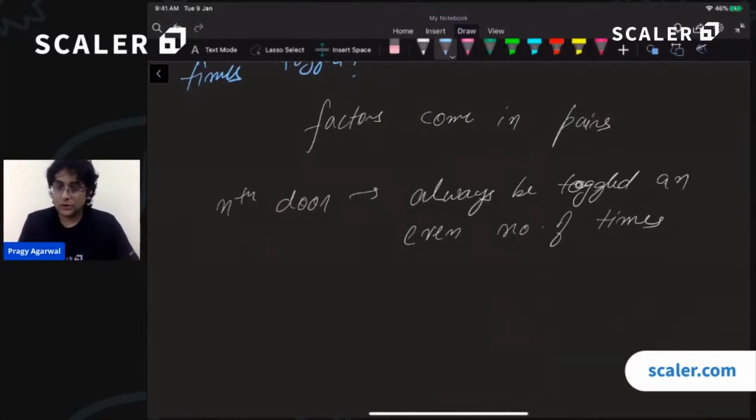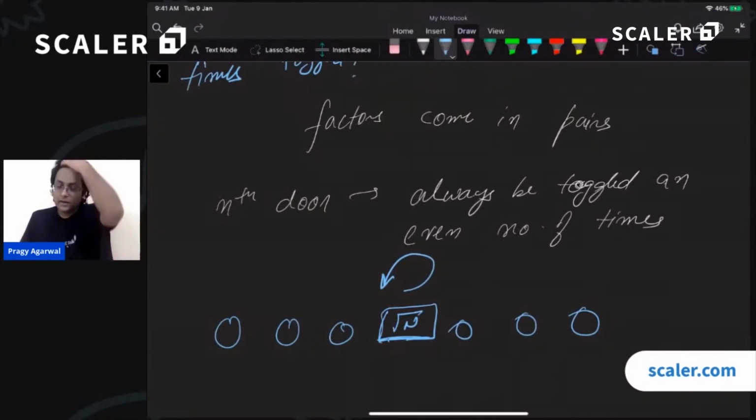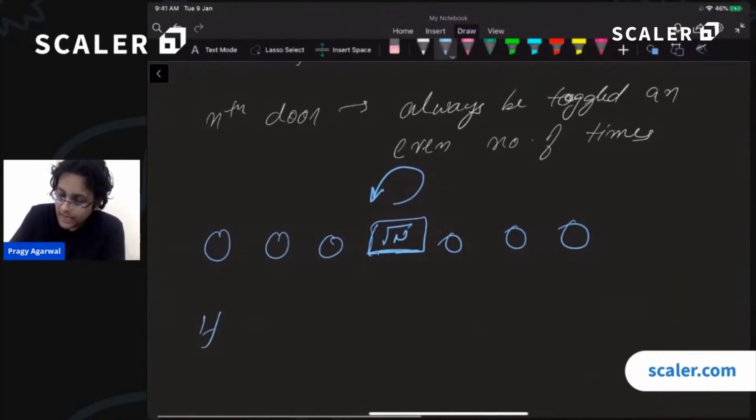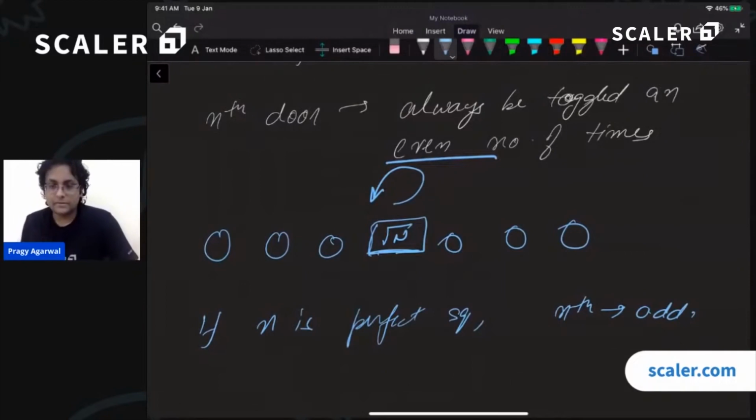Well, not so fast. Is there any particular number which has an odd number of factors? You have these pairs coming up. What if there is a middle value? What if n is a perfect square? In that case, this value root n doesn't have a pair. Root n is going to pair with itself. So it will not have a pair. So if n is a perfect square, then the nth door will be toggled an odd number of times. In all other cases, it will be toggled an even number of times. Is that clear?